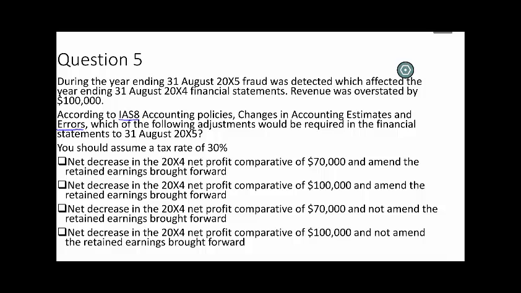In the case of changing policy or correcting errors, everything is dealt with on a retrospective basis. What that really means is that we need to do two things. Firstly, we need to restate the comparative figures that appear in the accounts. And then secondly, we would need to restate the opening figures in our statement of changes in equity. And most commonly, this will be the retained earnings because of the effect that that error might have on profit.